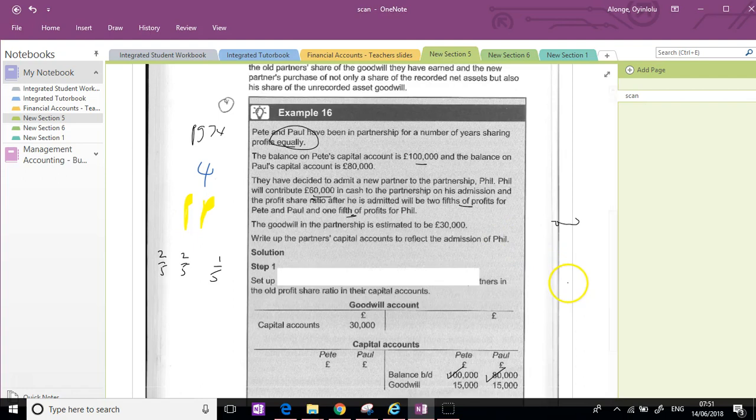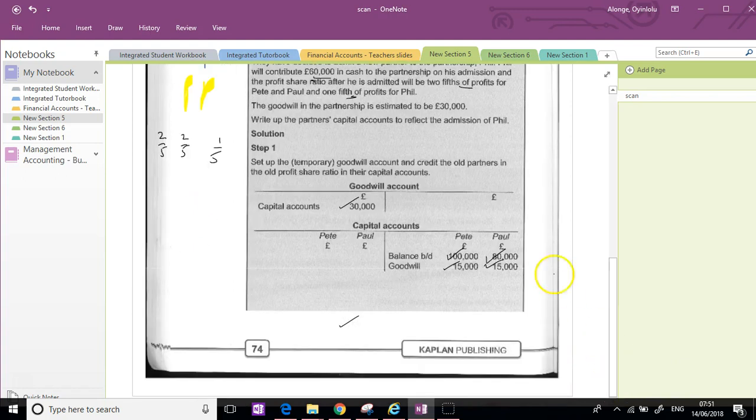Let's go back to this and see what this means. If you look here, you can see the 15,000 and the 15,000. So there's a goodwill account here: 30,000 here, and that's the 15, and that's the 15. Then what happens next is that we eliminate the goodwill based on the new profit sharing ratio. So we now get rid of that goodwill that we just discussed.